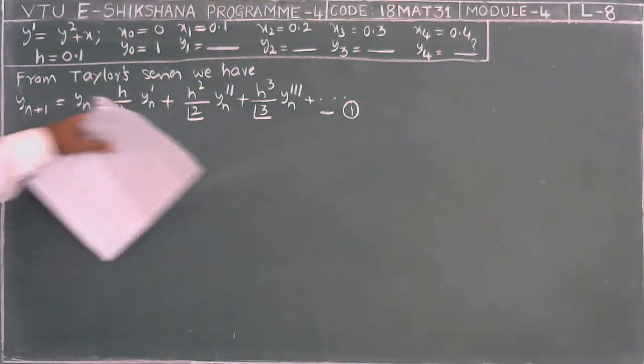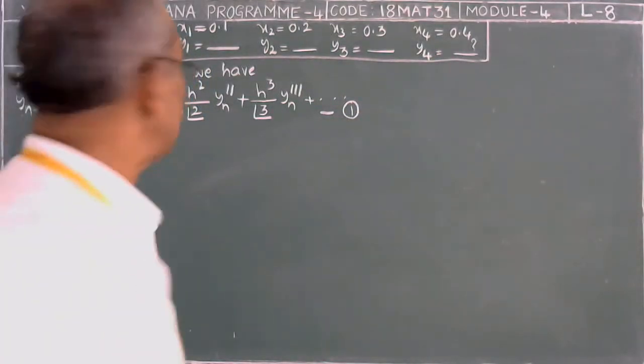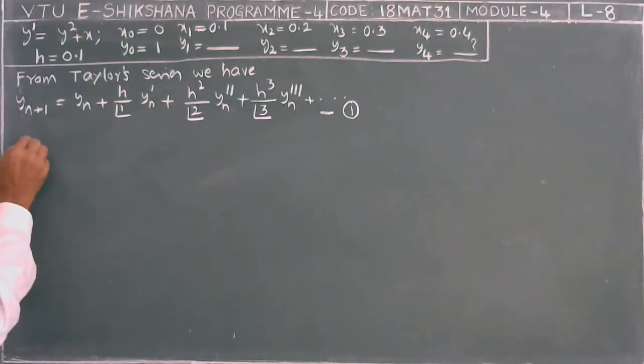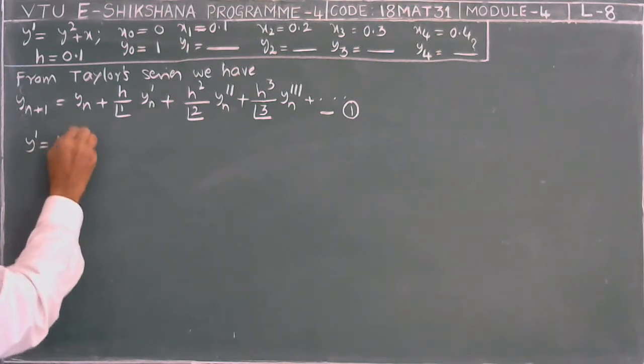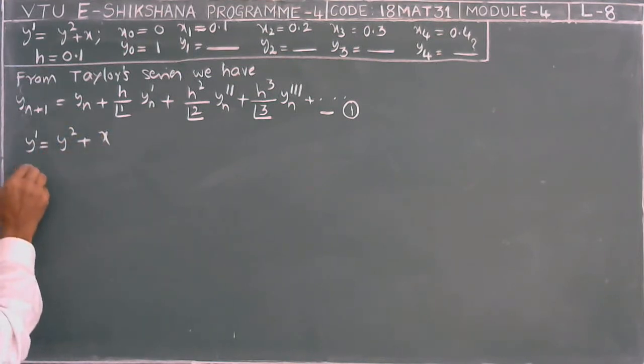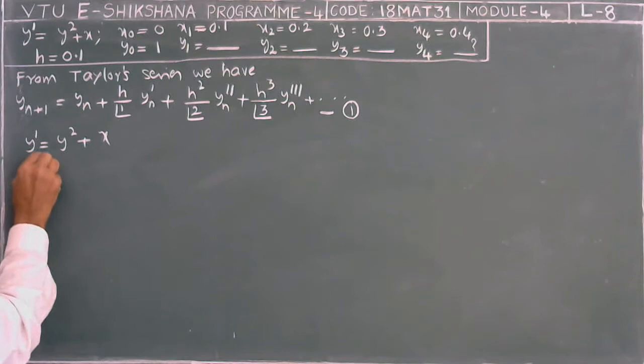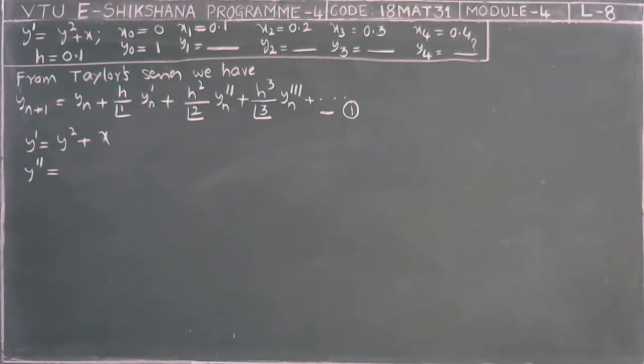First, let me calculate the successive derivatives. So y dash is given, y dash is y square plus x. Then let us find y double dash. Differentiate this.